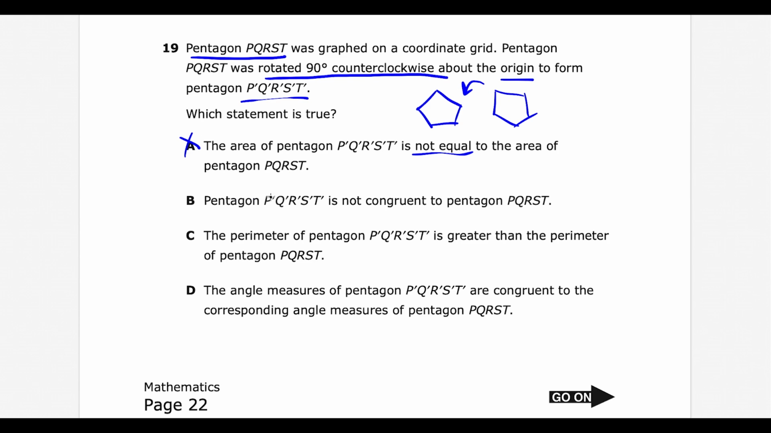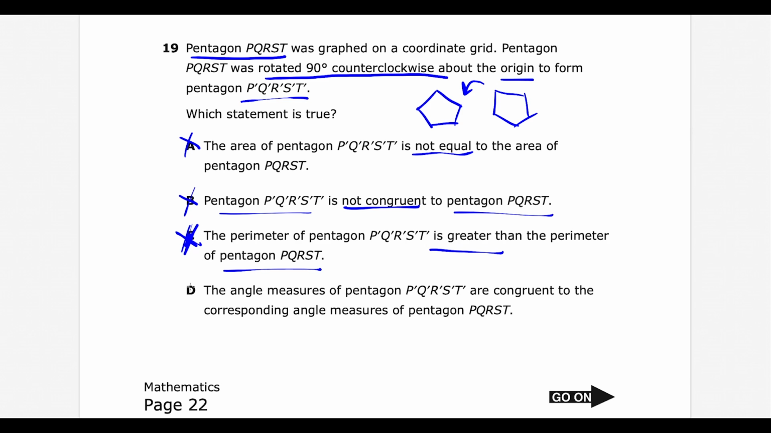And notice here we have the pentagon, the new one, is not congruent to the old one. Well, once again, if you spin something, congruent means it's the same size and shape, but spinning it is not going to change the size and shape. So this one is out. Remember from before, only a dilation will change the size of a figure. It's not going to change the shape of a figure when you dilate something, but it will change the size. And then we have here the perimeter of the new pentagon is greater than the perimeter of the old pentagon. But once again, when we spin this, the distance all around is not going to change because the size and shape remains intact. So this is out.